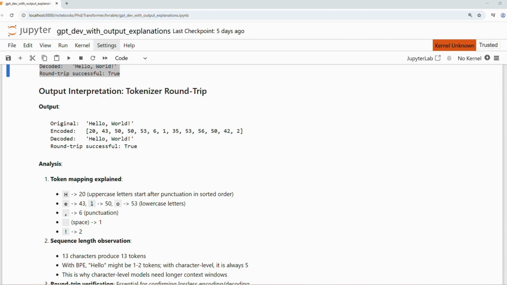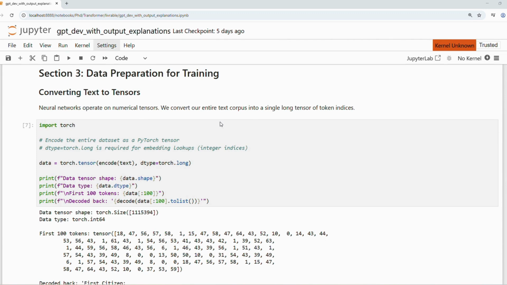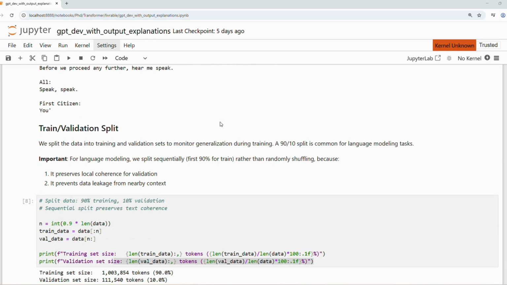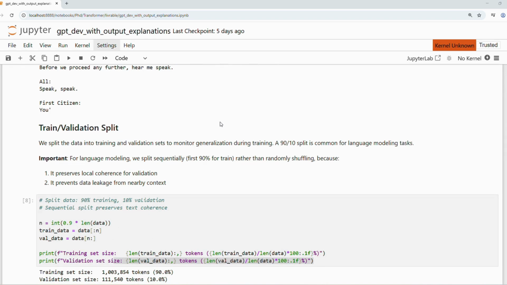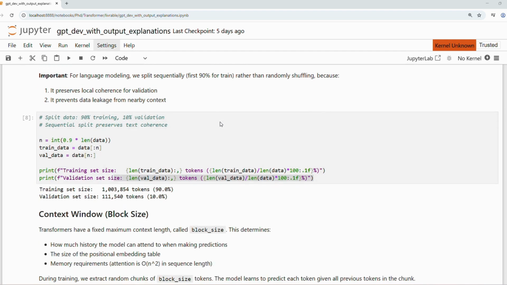Now we convert the entire text corpus into a single PyTorch tensor of token indices. This gives us a tensor with over 1 million elements, each being an integer between 0 and 64. We split this data into two sets, 90% for training and 10% for validation. The split is sequential. We simply take the first 90% as training data and the remaining 10% as validation. For language modeling, this is standard practice. We don't shuffle because we need to preserve the sequential structure of the text.